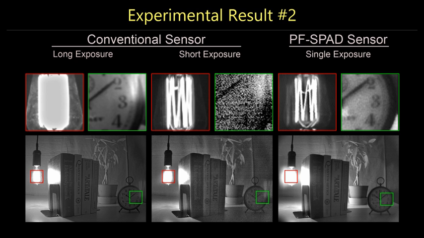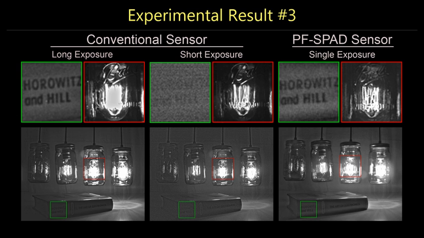Here we test an indoor tabletop scene with a bright Edison bulb casting a shadow on an alarm clock. With a conventional sensor, the digits on the alarm clock are visible, but the bulb filament is saturated. With a shorter exposure time, the conventional sensor captures the bulb filament, but the numbers on the clock are too noisy to be visible in the zoomed-in set. Our SPAD prototype captures both the bright filament and the numbers on the clock in a single exposure.